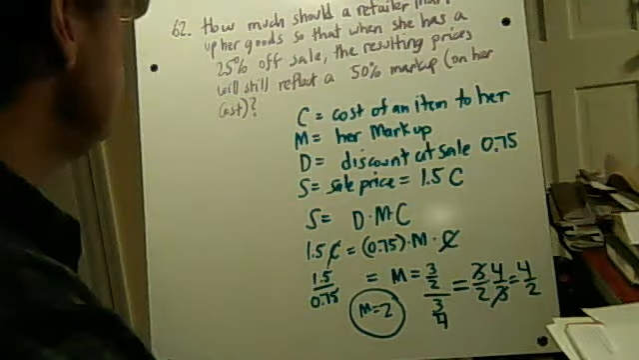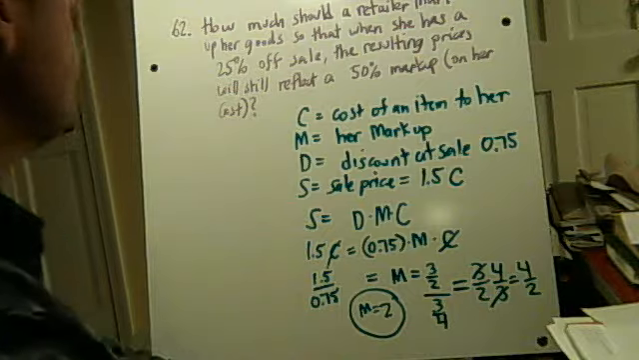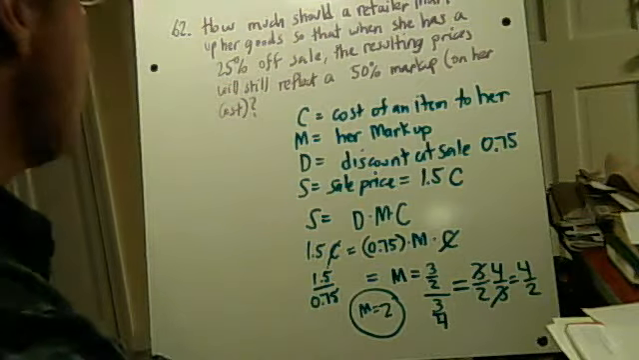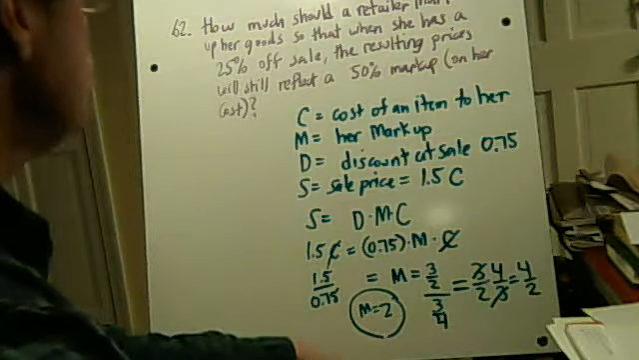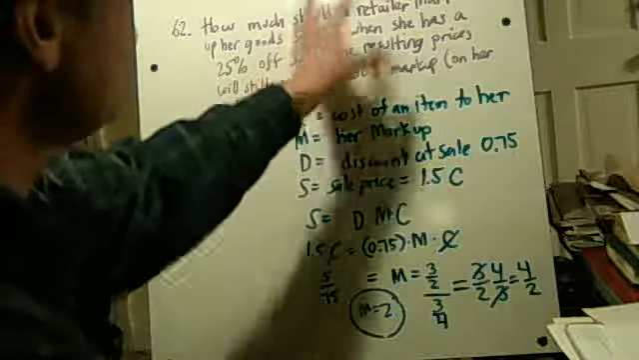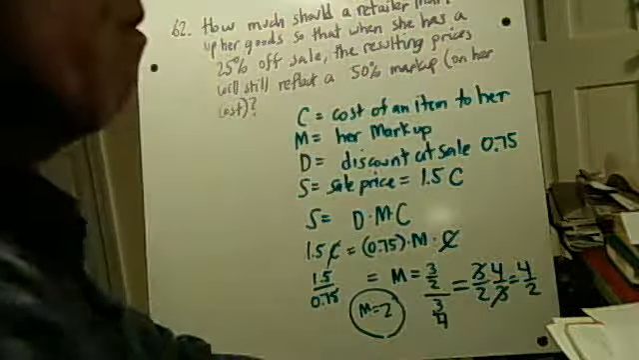So the markup, this would be called a 100% markup. Factor of 2. How much did you mark up for goods? The answer is mark it up 100%. Okay?